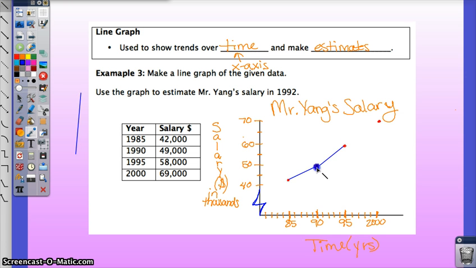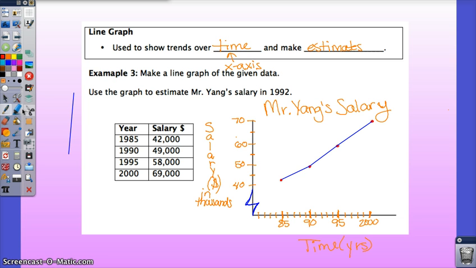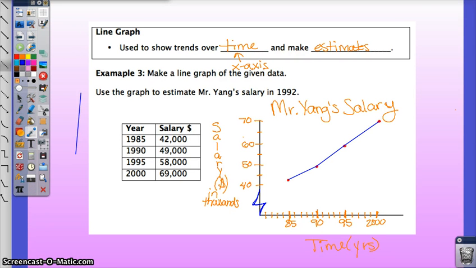From 90 to 95 you could connect, and from 95 to 2000 you could connect those. Perfect, there we go. Now to use a line graph to estimate, all you want to do is trace up from the year that they're asking you to look at, and then trace over to see where that lands. So I'm going to use this dotted line tool because it's pretty helpful. We want to know what his salary is going to be in 1992.